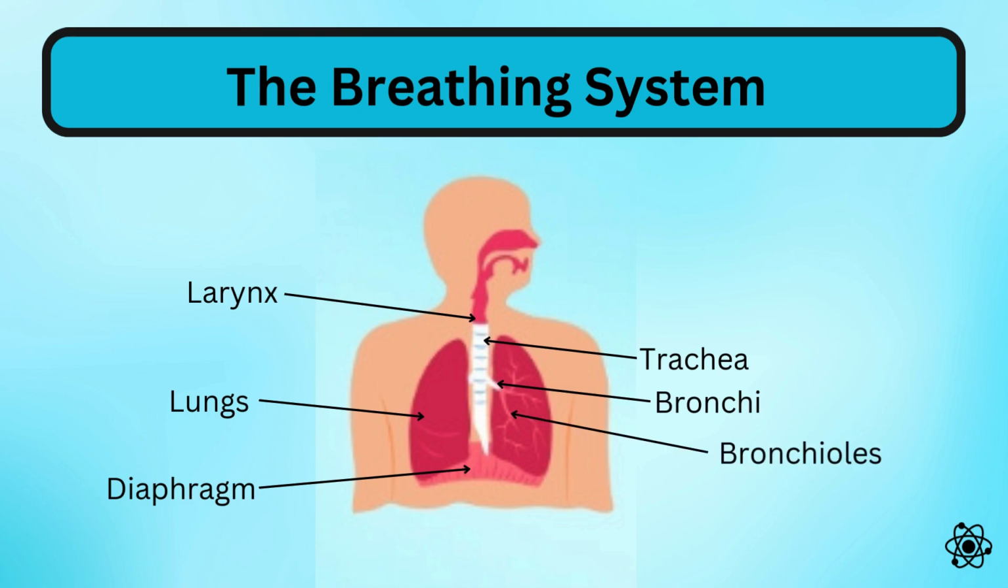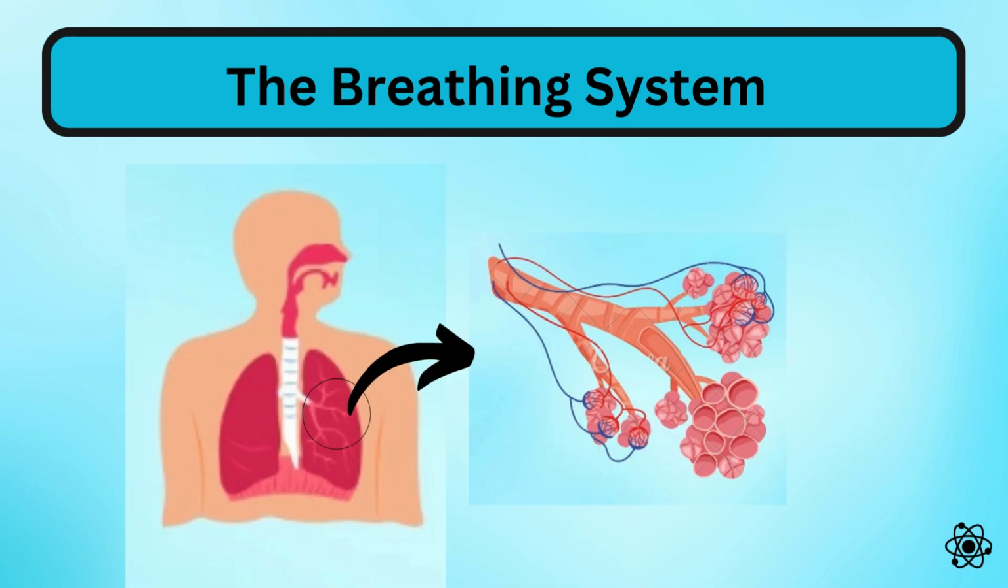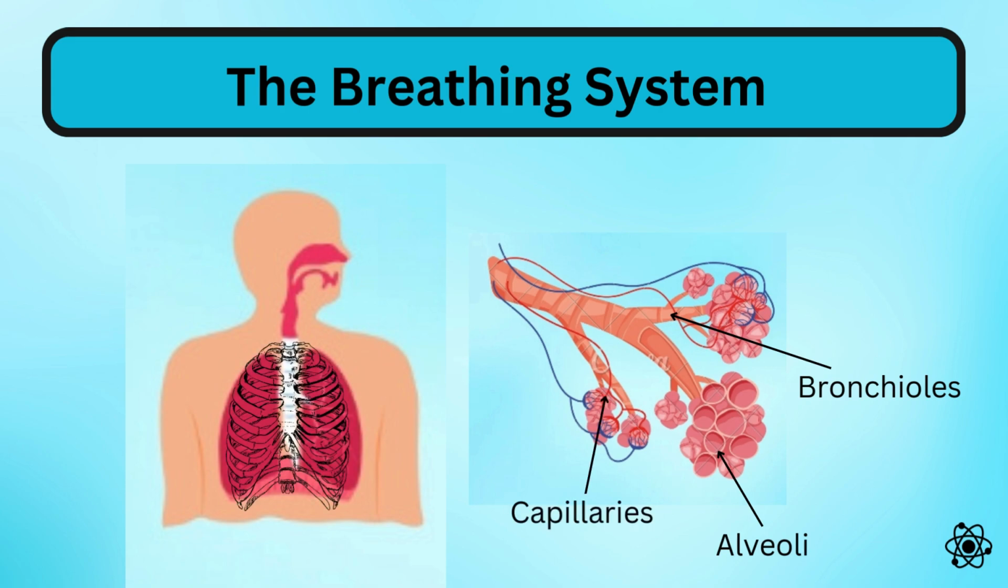And these are bronchioles. Here is a magnified diagram. So, these are bronchioles, which are smaller tubes branched off from the bronchi, leading to the alveoli, which are tiny air sacs surrounded by capillaries. Gas exchange takes place here, and these are capillaries surrounding the alveoli, which are blood vessels through which blood passes.